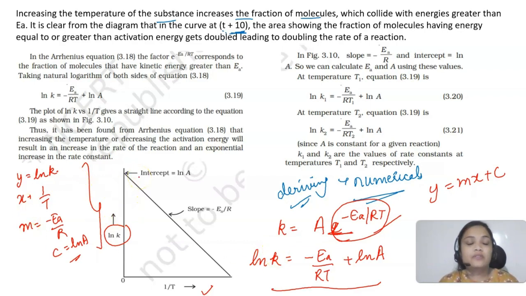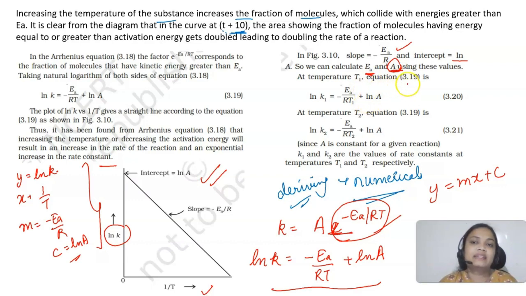Now what we find from this Arrhenius equation is that if we increase the temperature, it results in an increase in the rate of the reaction and an exponential increase in the rate constant. That is why it doubles, right? It is getting exponentially increased. Now from this equation, the slope is minus Ea upon R and the intercept is natural log A. So we can calculate the value of the activation energy or the Arrhenius factor A.